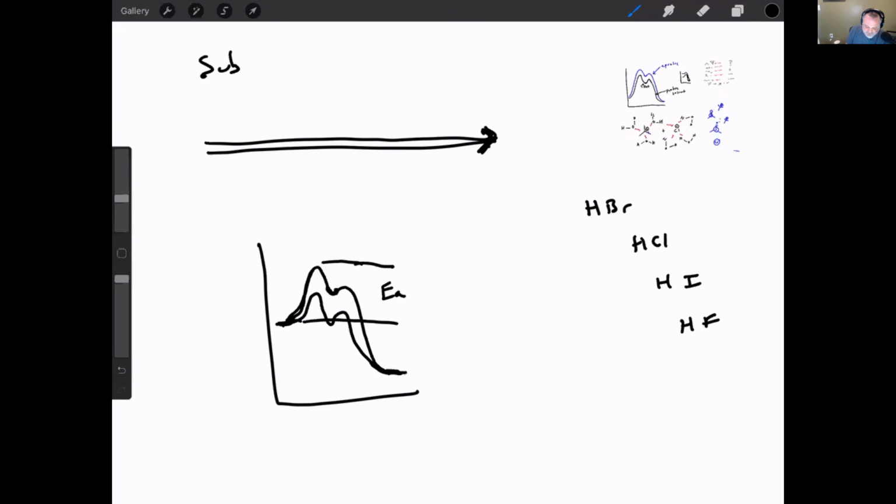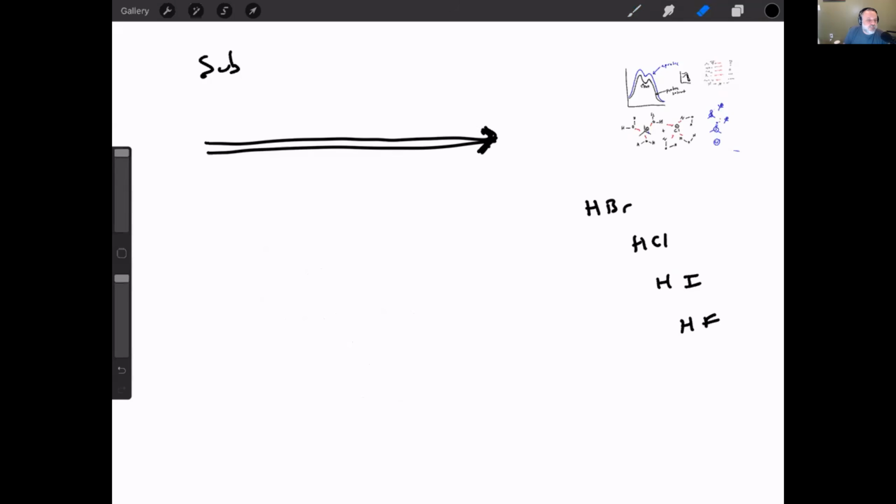And if the activation energy is larger, how does that affect the rate? If the activation energy is larger, then the rate slows down. Remember, the smaller the hump, the faster the reaction. Hopefully that answers your question there.